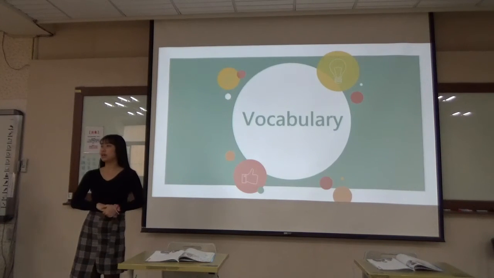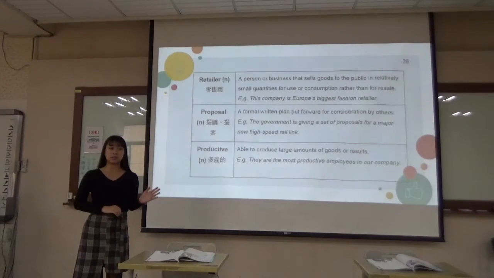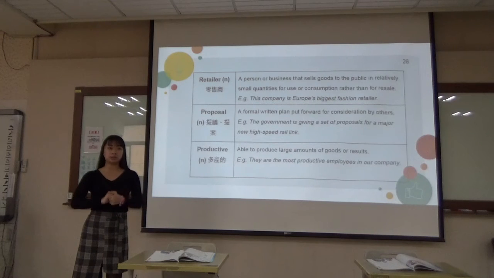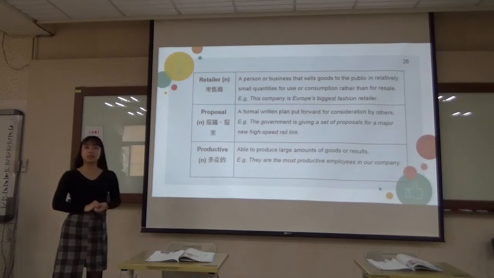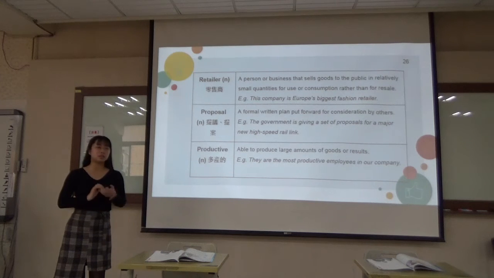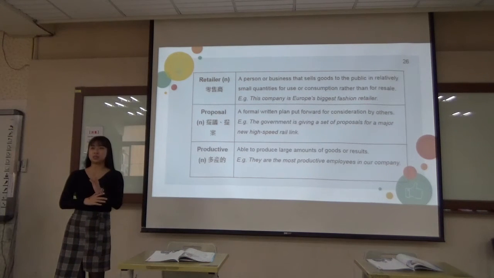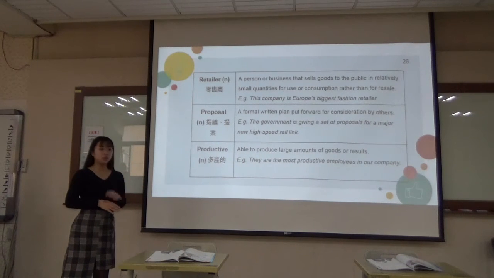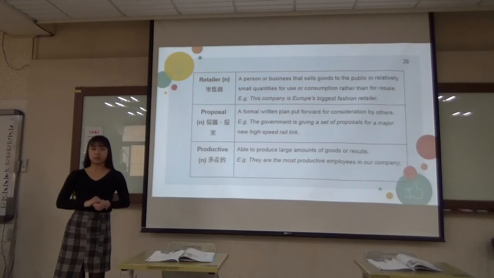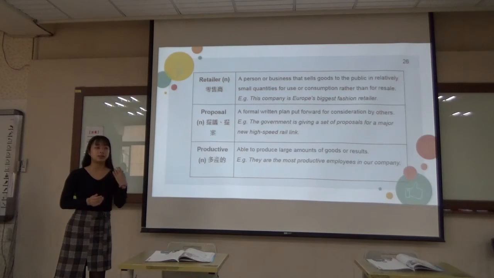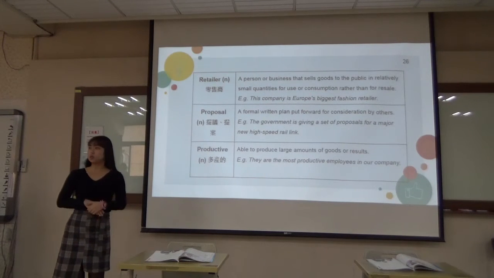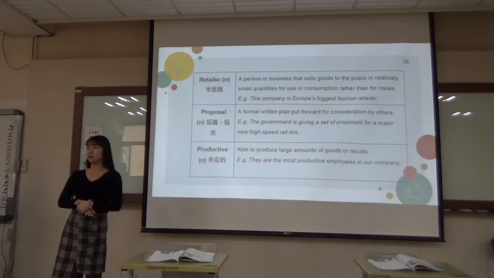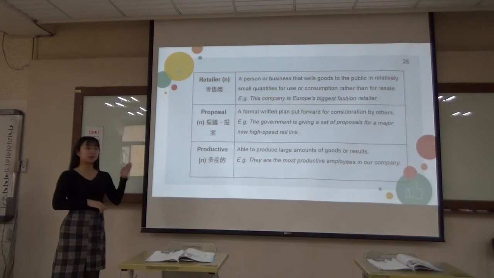Good afternoon, everyone. Now I'm going to talk about the vocabulary. I will go through all the vocabulary and explain it to you. Later, we will review all the vocabulary together. The first one is retailer. Retailer means a person or a business that sells goods in relatively small quantities for use or consumption rather than resale. For example, we can say, this company is Europe's biggest retailer, or IKEA is the biggest furniture retailer in the world. Next is proposal.